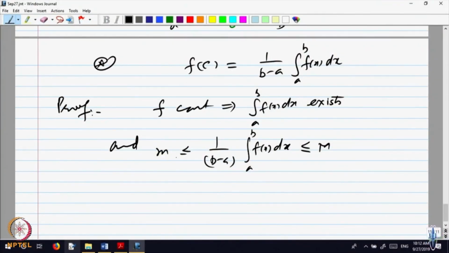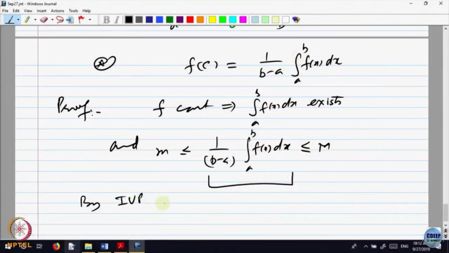Is that okay? M times (B minus A) is less than the lower sum, which is less than the integral, which is less than the upper sum. And the interesting thing is, this value is a number caught between the smallest value and the largest value of the function. So what does the intermediate value property say? This must be attained at some point, that's all.